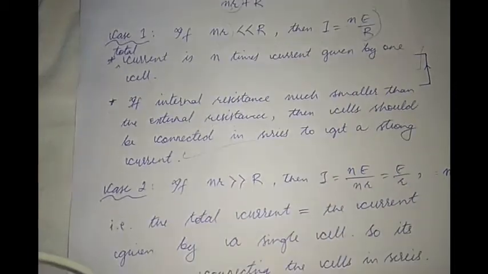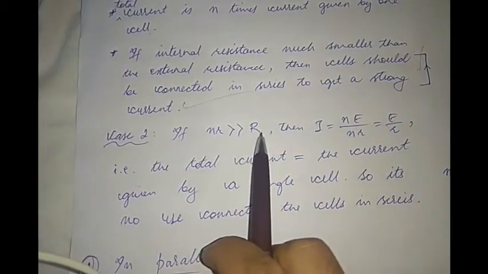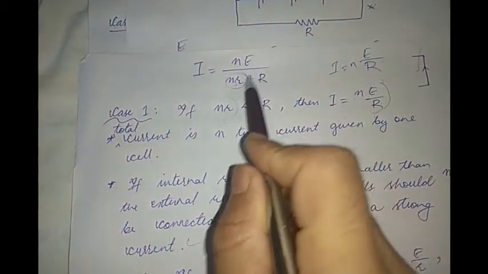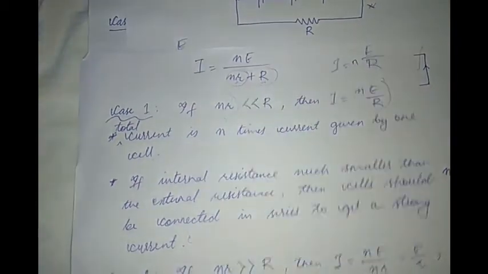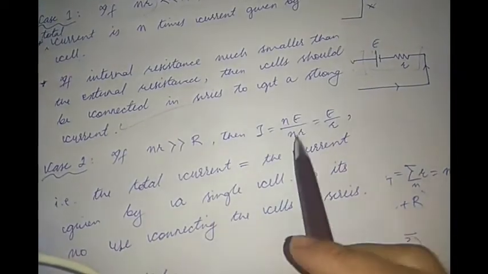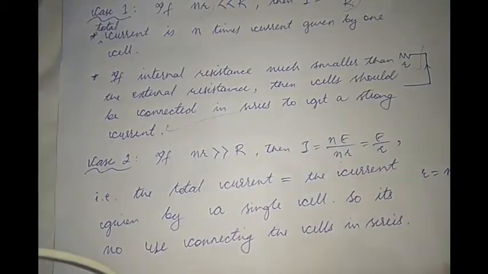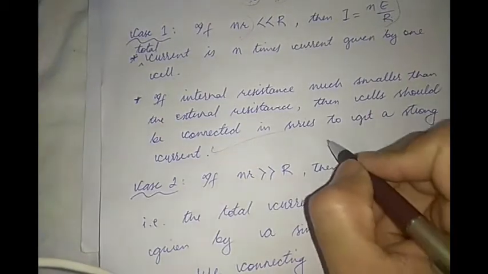And case number 2: if the internal resistance is greater than the external resistance, then in this expression we neglect this capital R, and thereby we get I is NE upon Nr, which is eventually E by r. So the circuit is something like this now.